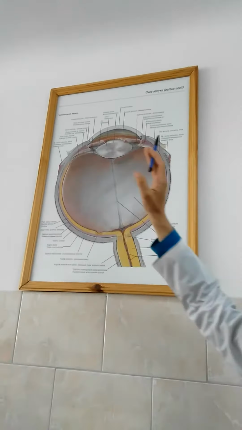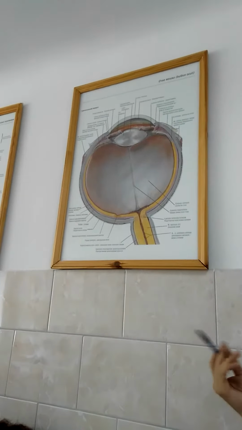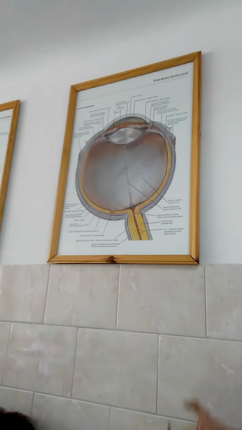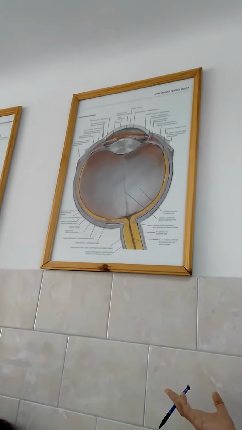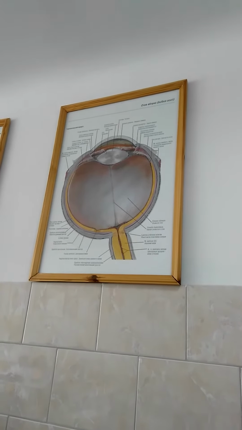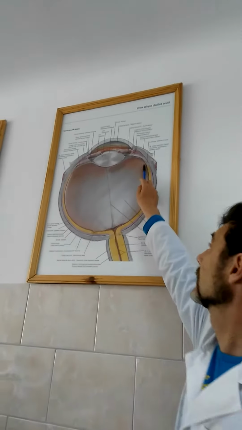So, next, the color of the eyeball depends on pigments in the iris. In case of little pigment, blue eyes. More pigments, green eyes. Much pigments, black eyes. And so on. So next, tunica interna is retina.